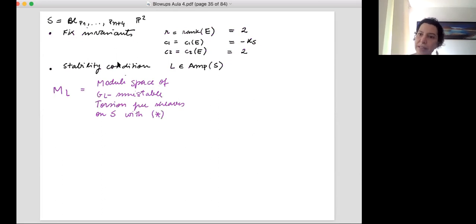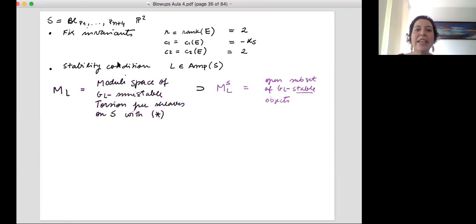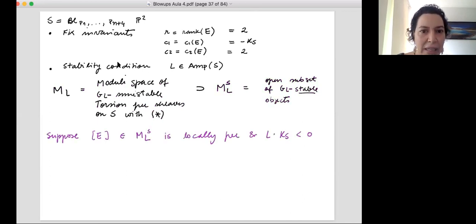So for any fixed stability L, we denote by ML the moduli space of Gieseker semi-stable torsion-free sheaves on S, having those magical invariants. And inside this moduli space, we can look at the subset formed by strictly stable, Gieseker stable objects, and they form an open subset. And let me just say some generalities about this moduli space.